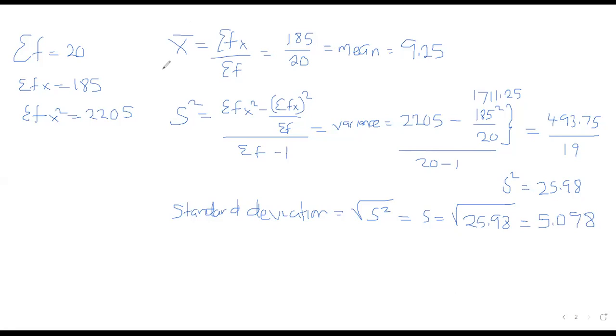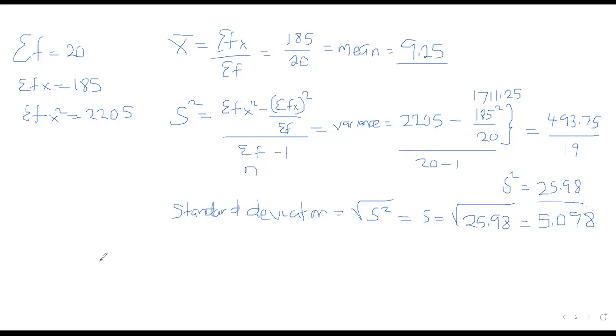Quickly, what have we said? The mean is the average, summation of fx over f, 185 over 20. Variance is dispersion from our expected mean: how are we deviating from our mean? It's summation of fx squared minus summation of fx all squared over summation of f. In some books this is denoted by the letter n; it's the same thing, the total frequency. So 2205 minus 185 squared over 20 divided by 19, we found our answer is 25.98. When we square root that, we get 5.098. This is what we call a standard deviation.